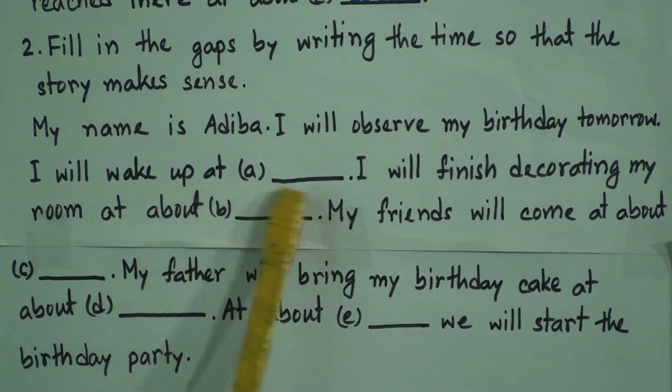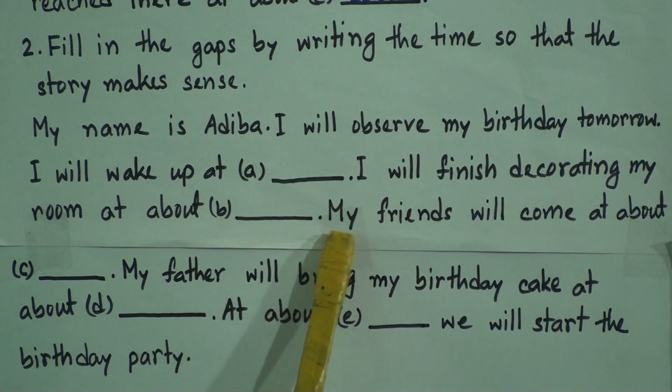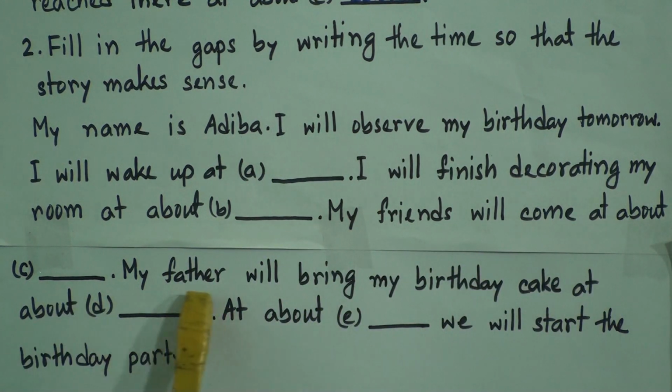I will wake up at dash. I will finish decorating my room at about dash. My friends will come at about dash. My father will bring my birthday cake at about dash, and at about dash we will start the birthday party. So that is a plan of the birthday party.